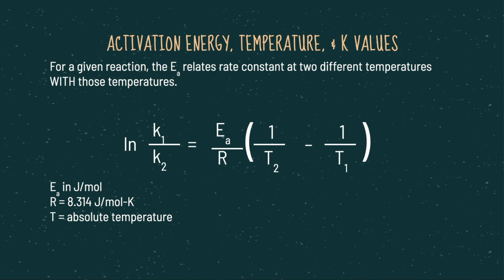The next part of this video kind of goes back to the factors that affect the reaction rate that I talked about in the beginning. If you refer back to the slide about rate laws, you'll notice the note at the bottom that says that the K value is affected by the temperature and catalysts, but not concentration. The equation on this slide relates the rate constant at 2 different temperatures with those temperatures. The activation energy should be in joules per mole, the temperature should be in Kelvin, and R is a constant that is equal to 8.34 joules per mole Kelvin.